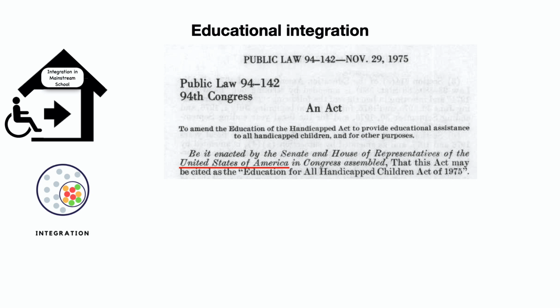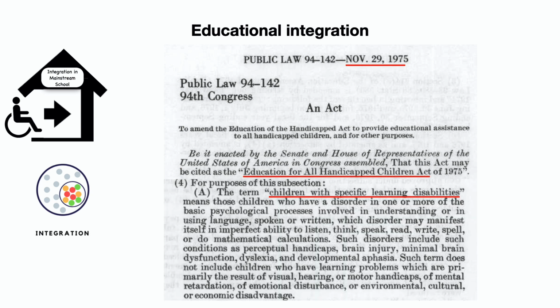The United States enacted legislation to respond to the serious issues raised by the civil rights movement and the critique of existing special educational provision. In 1975, the Education for All Handicapped Children Act was passed to guarantee equal access to public education for children with disabilities.